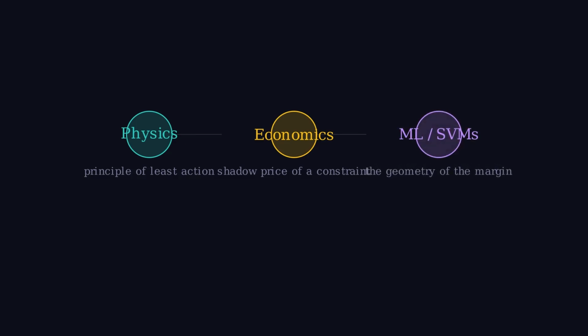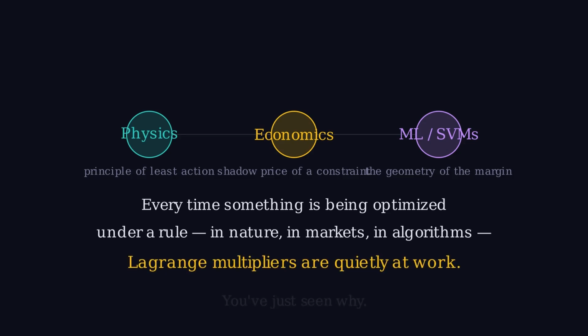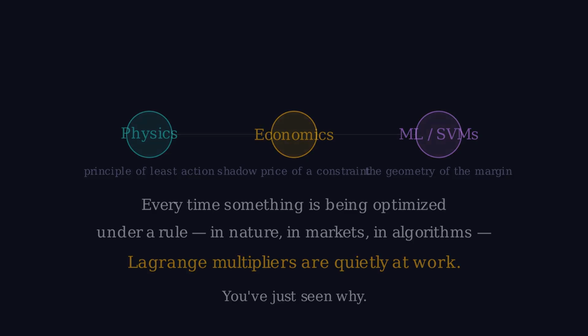Lagrange multipliers show up everywhere. In physics, they call it the principle of least action. In economics, we would call it the shadow price. In machine learning, the geometry of support vector machines is built entirely on this idea. Every time something is being optimized under a rule, either in nature, in markets, or in algorithms, Lagrange multipliers are quietly at work, and you've just seen why.